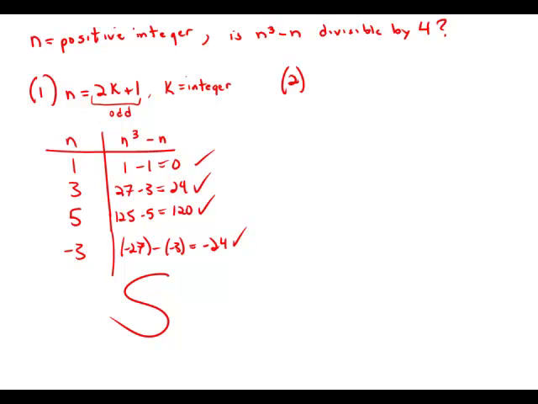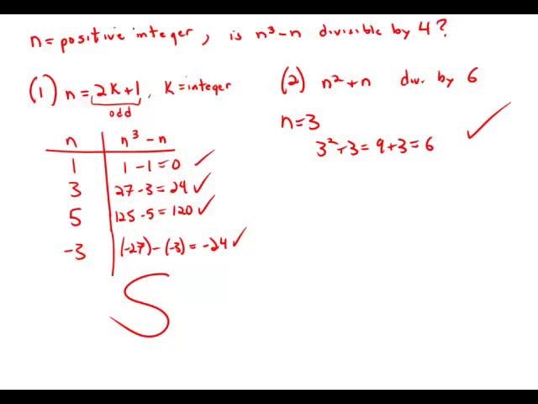Statement number 2 tells us that n squared plus n is divisible by 6. Well, that's interesting. What kind of values of n would make it divisible by 6? Well, certainly if n equals 3, then 3 squared plus 3, that's 9 plus 3, is 12. That's divisible by 6.